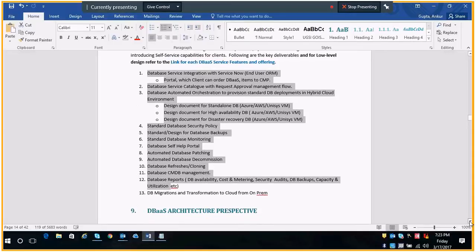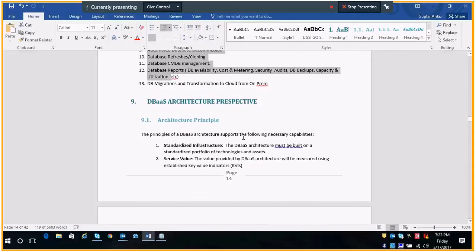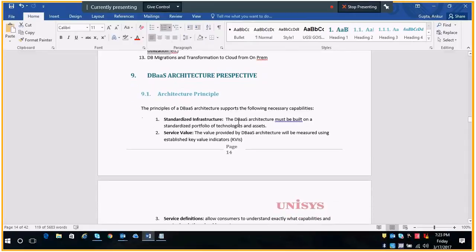And these are the architecture perspective: what are my architecture principles and standardization we need to have, because these architecture principles will help you clear your doubts whenever you are in a situation of conflict. First is standardization. We need to build our environment based on the standards of the technology and the assets.